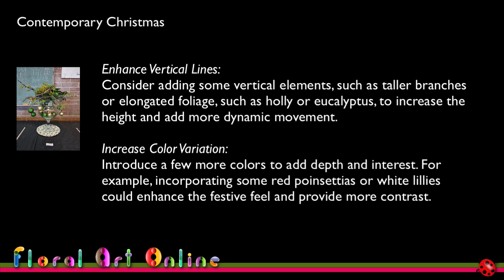Consider adding some vertical elements such as taller branches or elongated foliage, such as holly or eucalyptus, to increase the height and add more dynamic movement. So as you can see with the branch that goes out towards the back, that gives me a little bit of height. And had I emphasised that a bit more, had another branch coming out that way, or had, as it says, some eucalyptus or some holly coming out that way, it would have implied a greater height and would have added that vertical line to it a bit more.